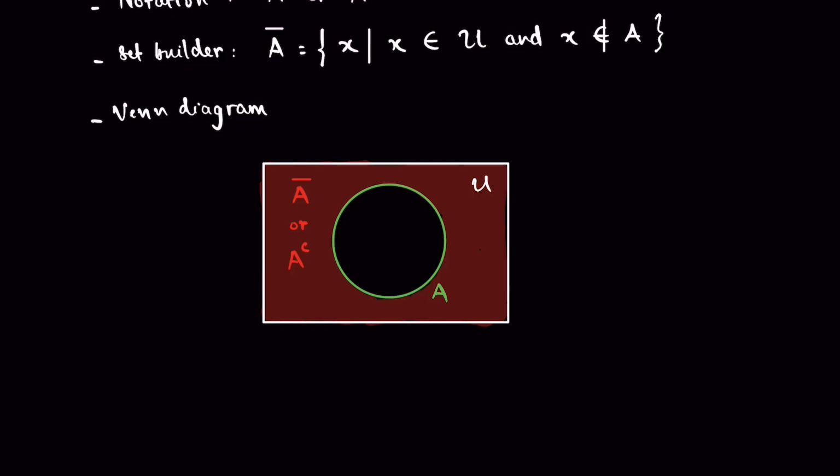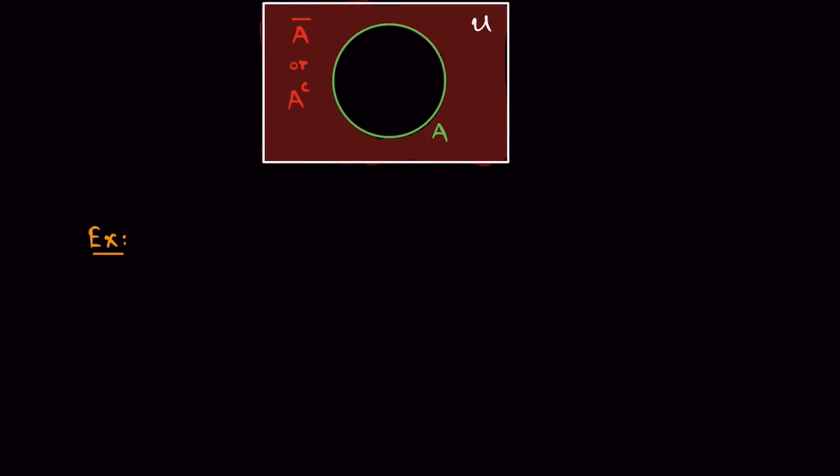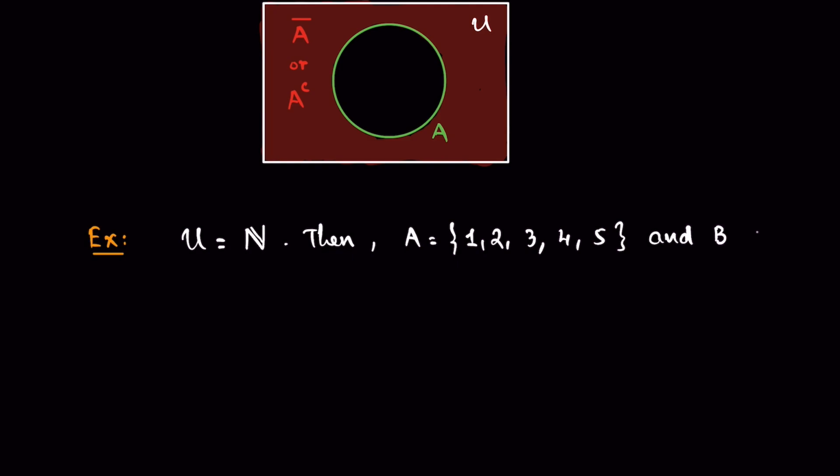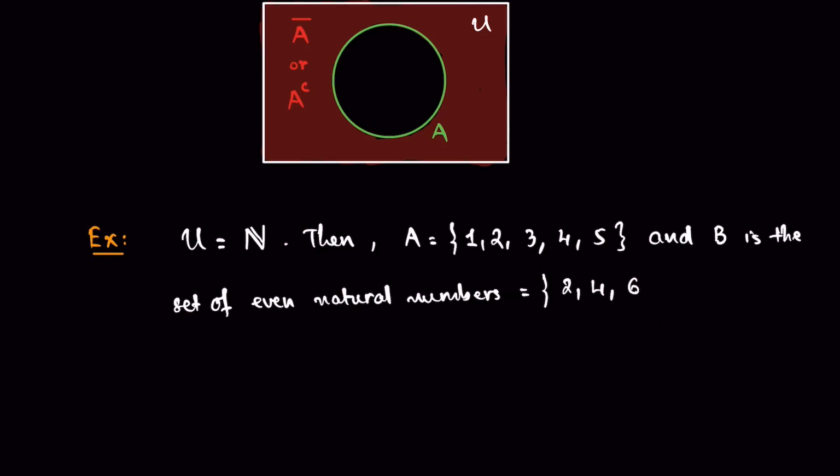Let's consider the following example. You want to define the universal set as the set of all natural numbers. So this is the fancy notation for the set of all natural numbers. Then I'm going to consider the set A, where A consists of the elements 1, 2, 3, 4, and 5. And I'm going to consider another set B, which is the set of even natural numbers. That is the set of 2, 4, 6, 8, and so on and so forth.